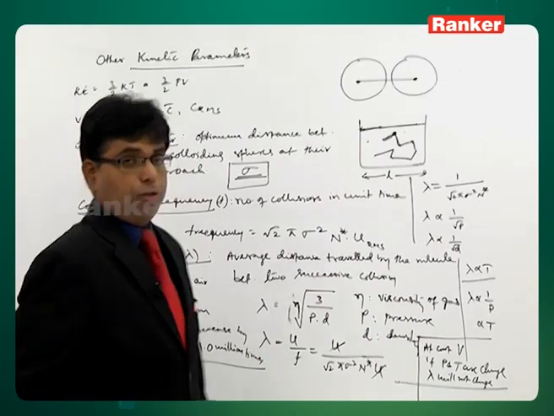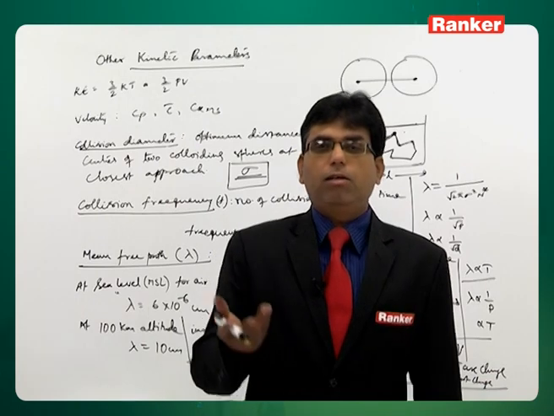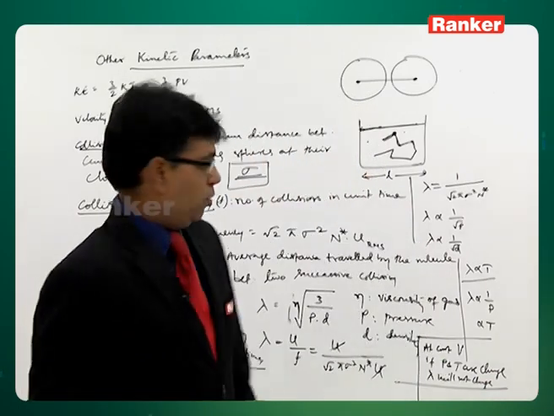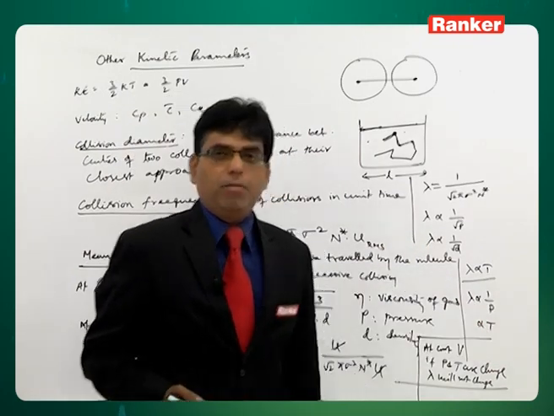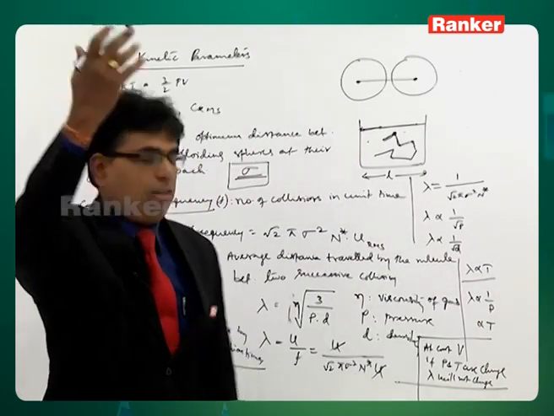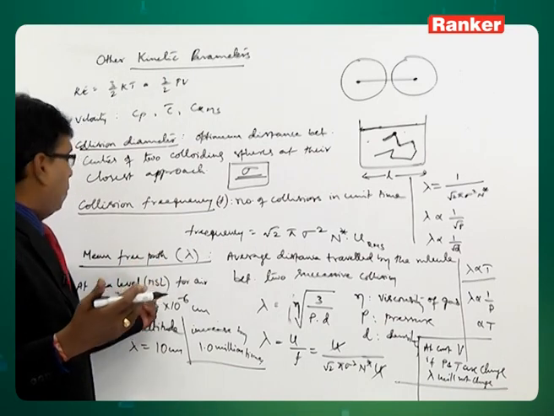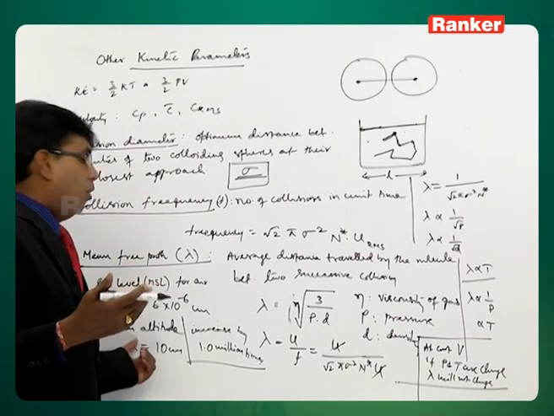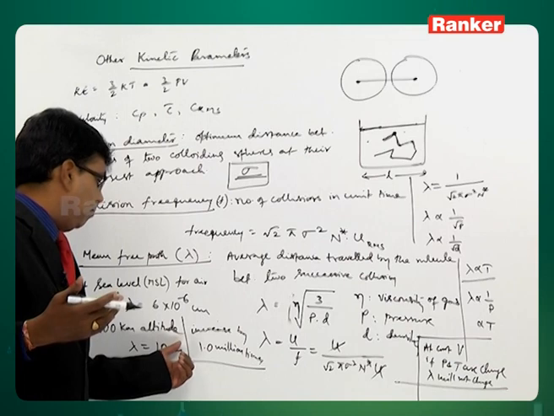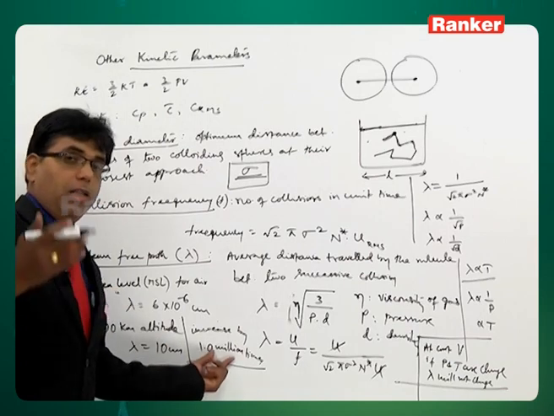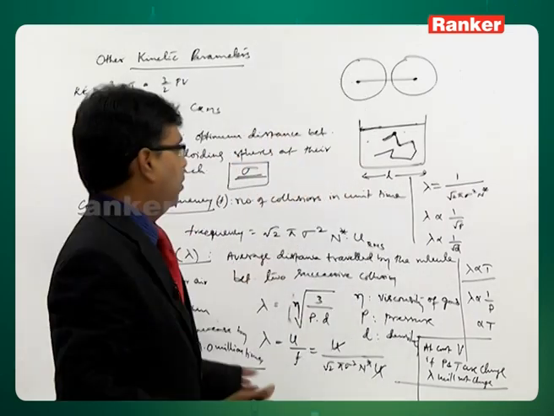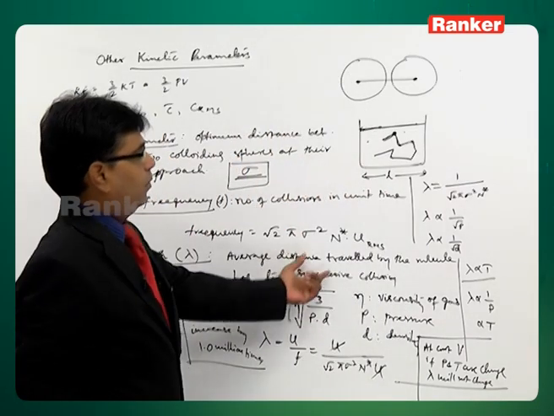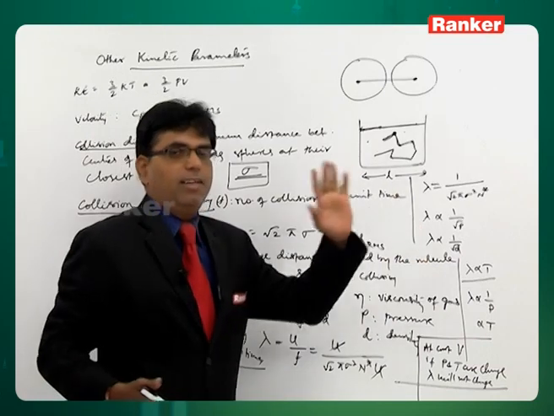Because at higher altitudes, what will happen to the pressure? It will be very, very less. So, as lambda is inversely proportional to pressure, lambda is increased enormously. From normal mean sea level to 100 kilometer altitude, when you compare, the mean free path is coming out to be 1,000,000 times more. So, that is what you can easily understand from that. So, these are the relations.